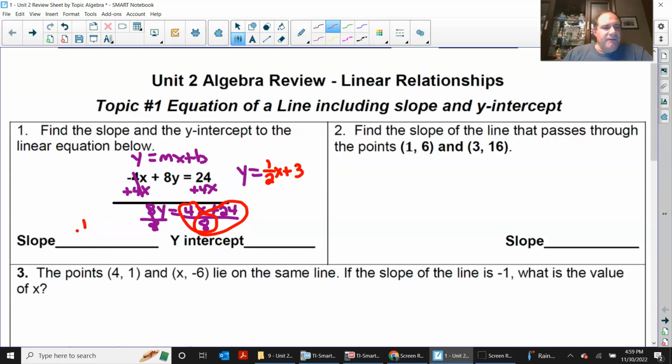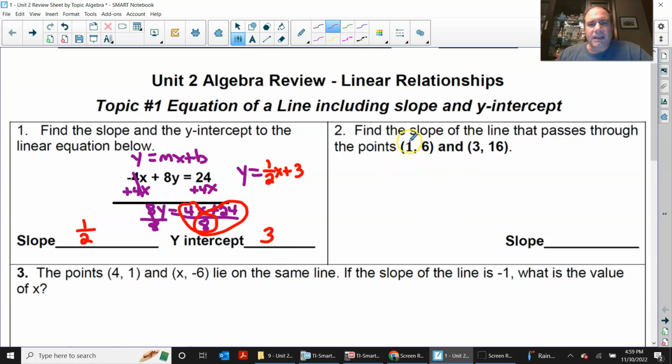So you have a slope of 1/2. In y equals mx, the slope is the coefficient that is right next to x, and the y-intercept is 3. Nice easy question for number 2.